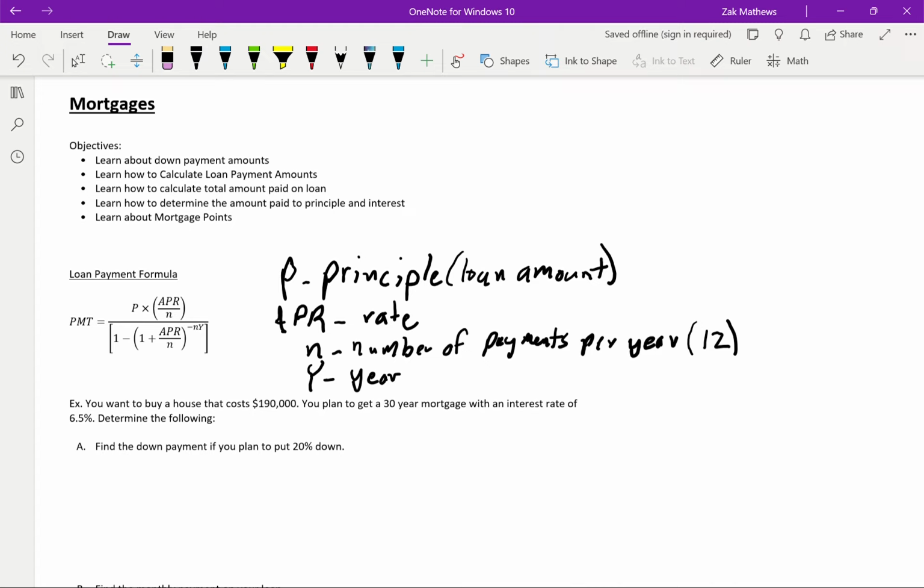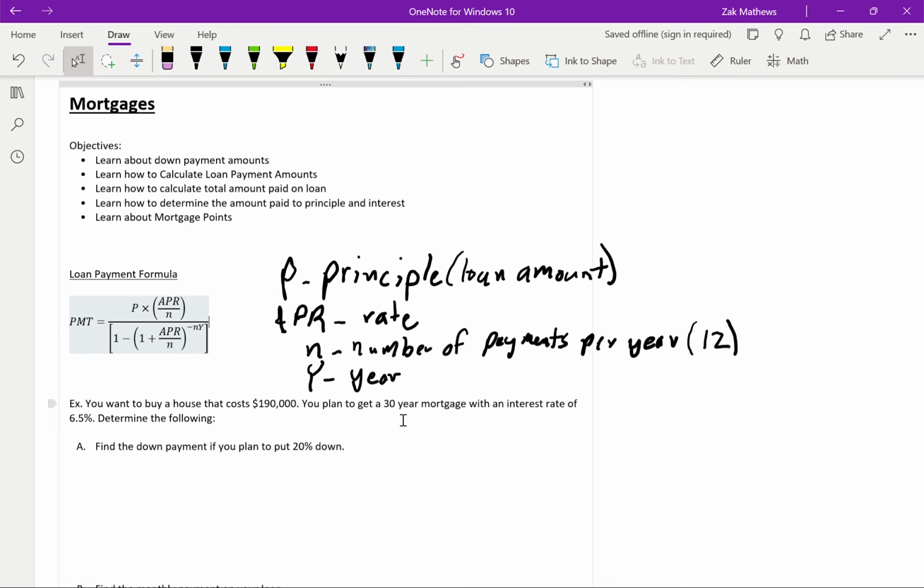So one of the first things we're going to calculate is how much we put down. Let's go through the scenario. You want to buy a house that costs $190,000. You plan to get a 30-year mortgage with an interest rate of 6.5%. And we want to know how much we have to put down on this house.